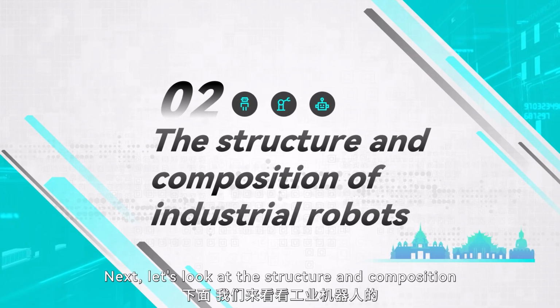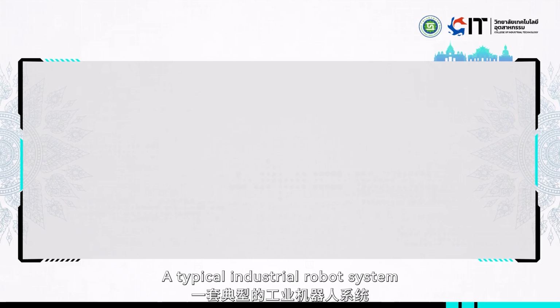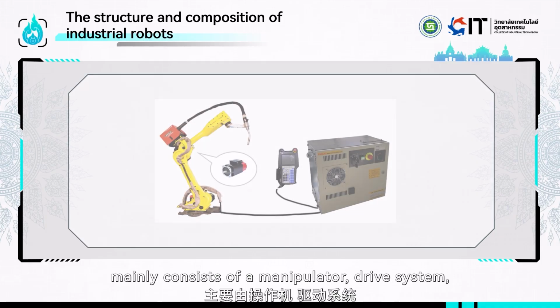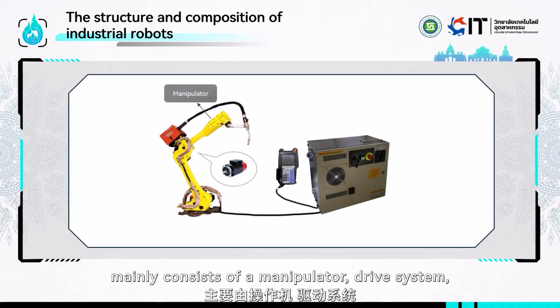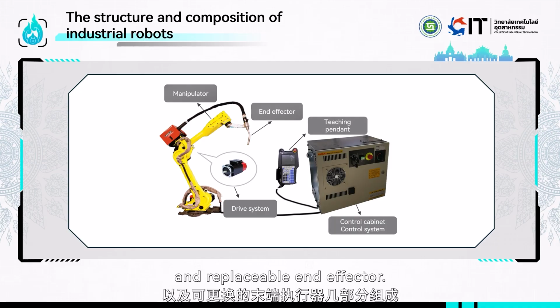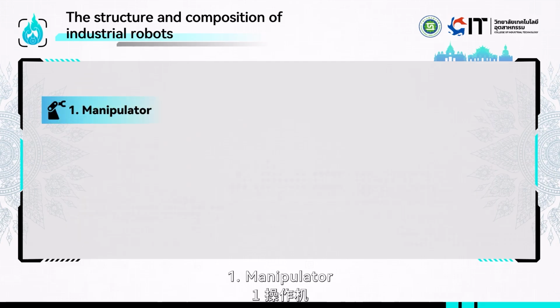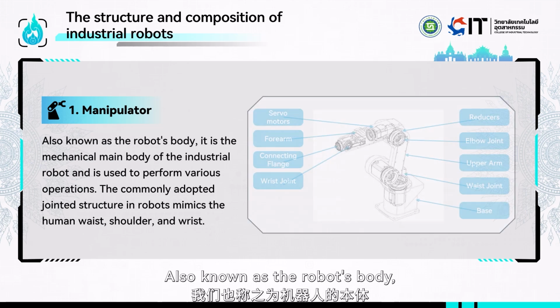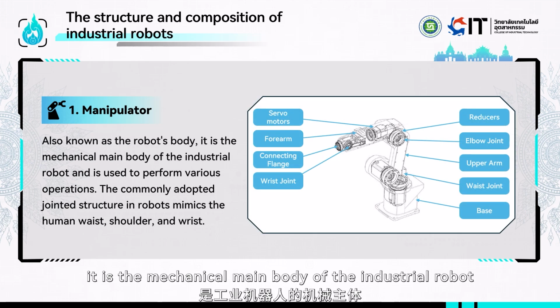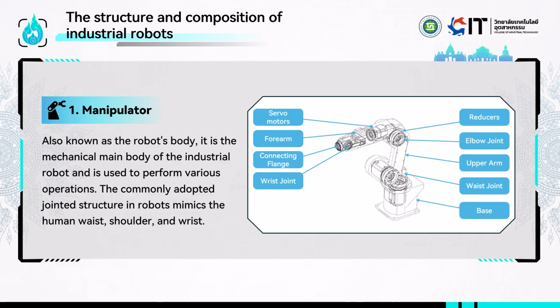Next, let's look at the structure and composition of industrial robots. A typical industrial robot system mainly consists of a manipulator, drive system, control cabinet and control system, teaching pendant, and replaceable end effector. Let's understand the functions of these components one by one below. 1. Manipulator. Also known as the robot's body, it is the mechanical main body of the industrial robot and is used to perform various operations.